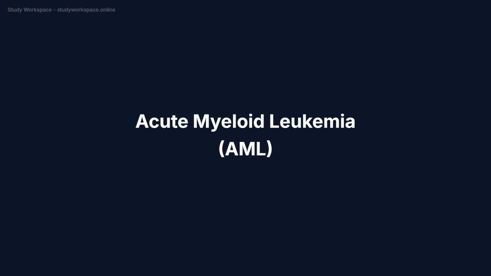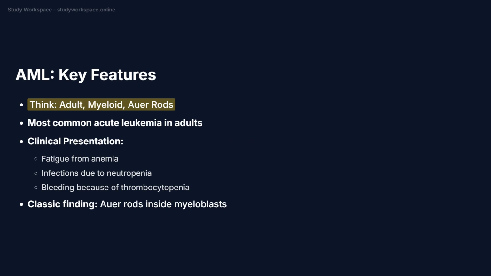Let's start with acute myeloid leukemia. Think of three words: adult, myeloid, Auer rods. Acute myeloid leukemia is the most common acute leukemia in adults. Patients usually present with fatigue from anemia, infections due to neutropenia, and bleeding because of thrombocytopenia. The classic laboratory finding is the presence of Auer rods inside myeloblasts.